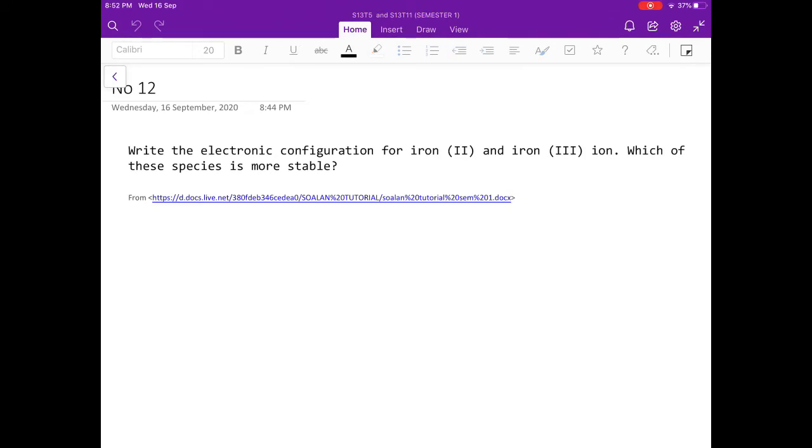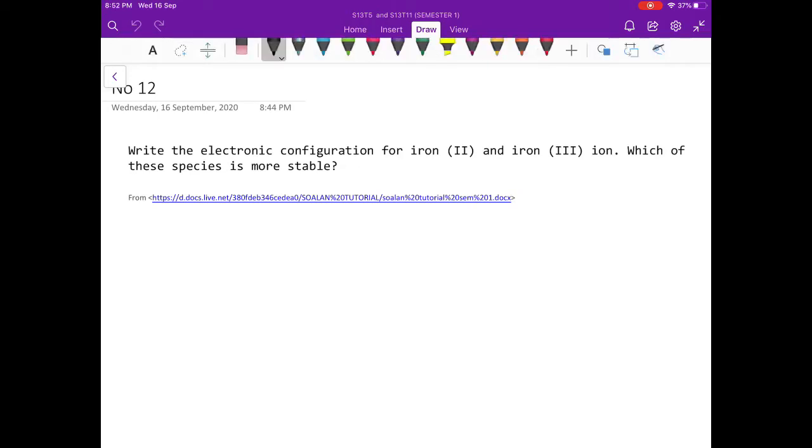So in this video we are going to learn about the electronic configuration for iron and iron 3 ion. Alright, and then we have to compare the stability. So before we start discussing the question, I will explain a little bit about the stability.